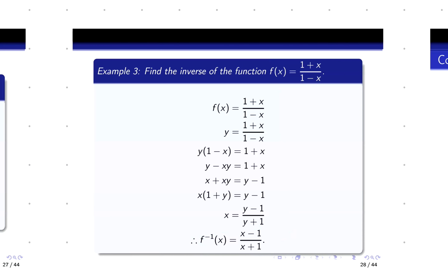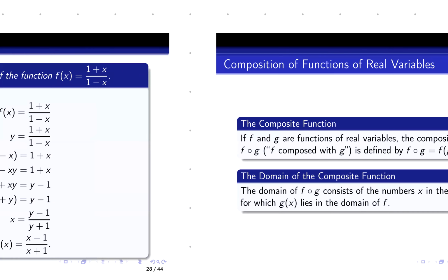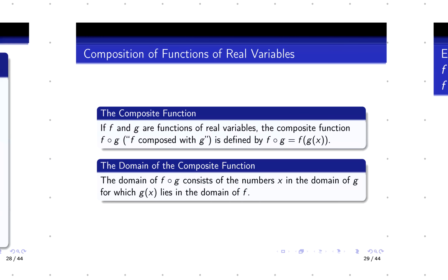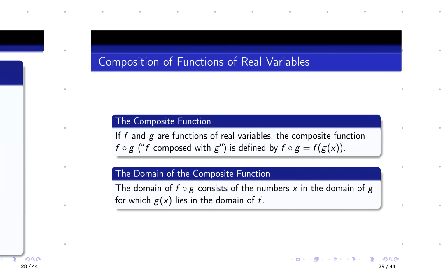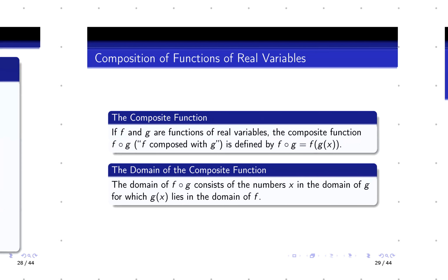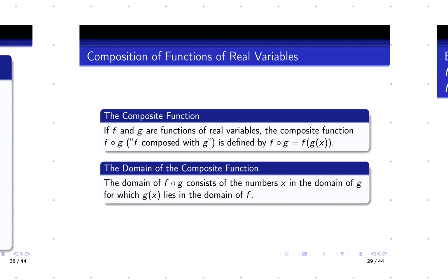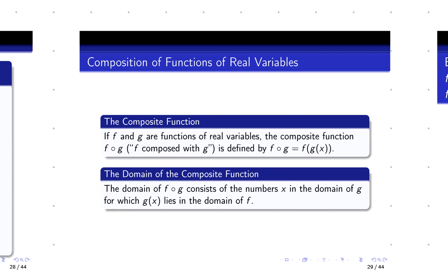Okay, so that leads us to the idea of composition of functions of real variables. The idea of composition is like you are putting 2 functions together to form one. And a very good example of this is in the context of marriage, right?